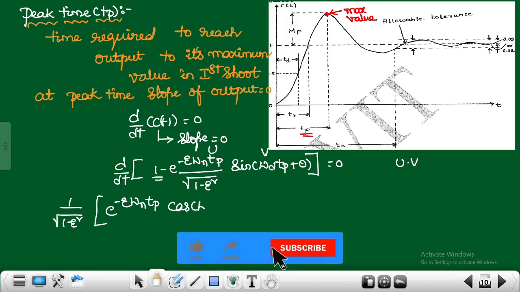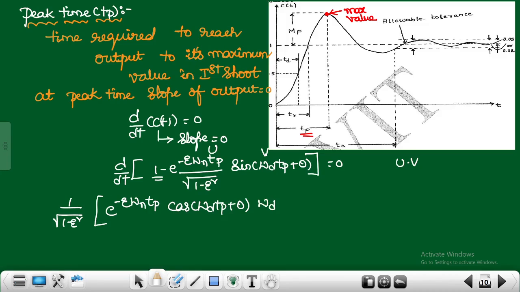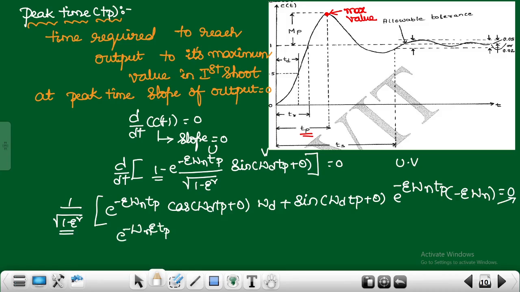Then what is the differentiation? That will be cos of omega d Tp plus theta into omega d, plus sine of omega d Tp plus theta, into e to the power of minus zeta omega n Tp into minus zeta omega n, equals 0. Bringing this term to this side and taking e to the power of minus zeta omega n Tp common, we get omega d into cos of omega d Tp plus theta minus sine of omega d Tp plus theta into zeta omega n.